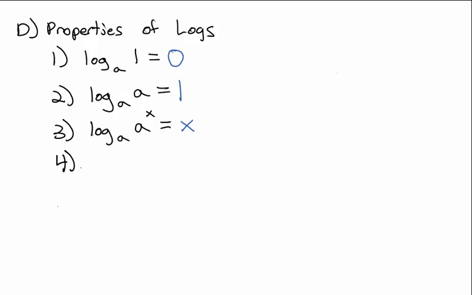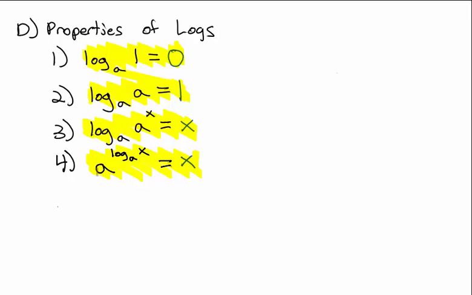And one we don't see very often, but it works much the same way as if we have a base with a log base a of x. Again, the base of the exponent and the base of the log are the same, so we're just left with the guts of x. So these are the 4 basic primary properties that you should know about logs.